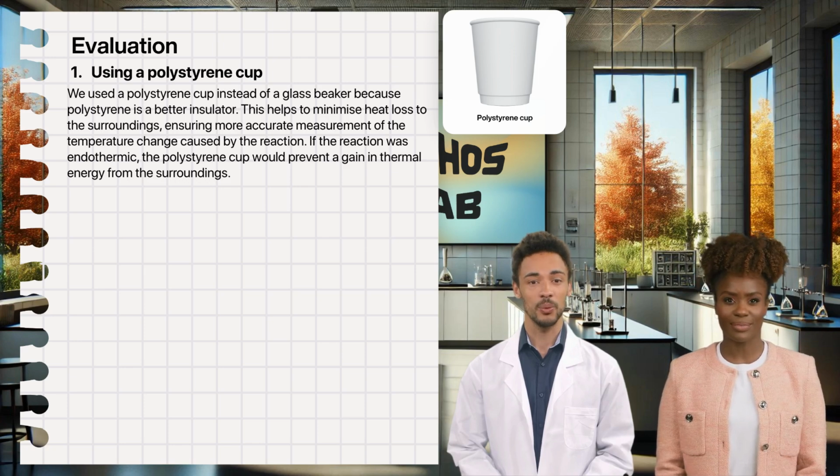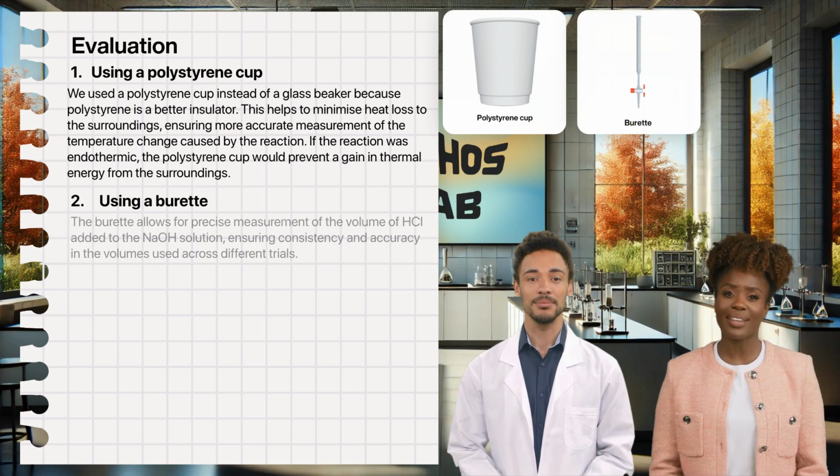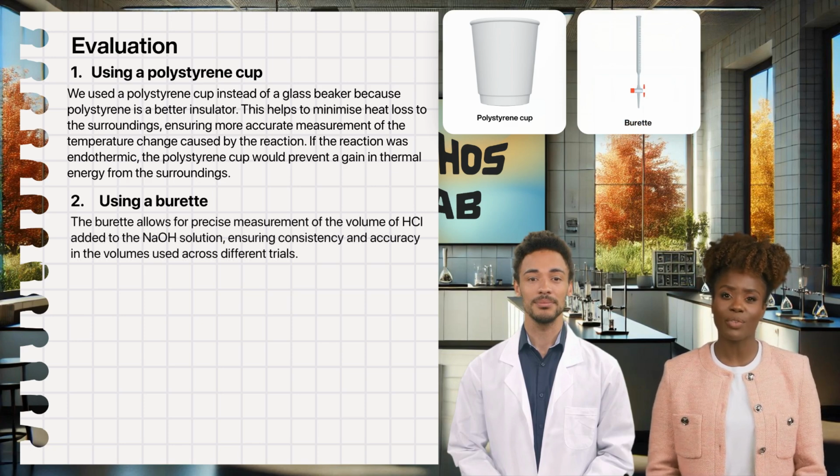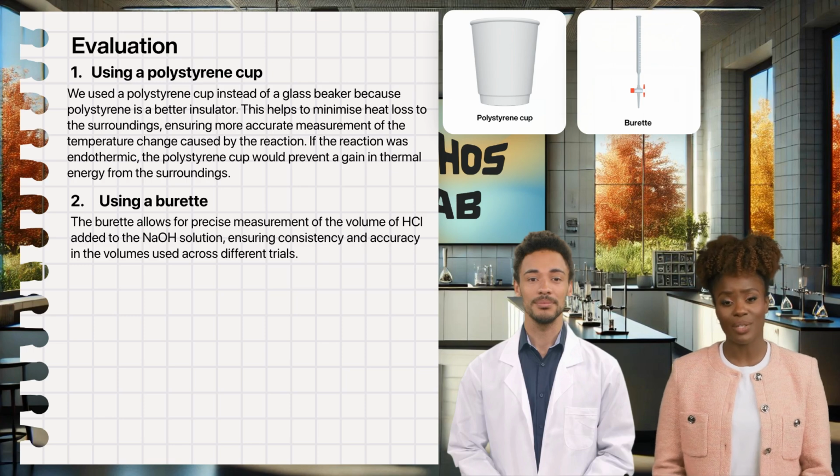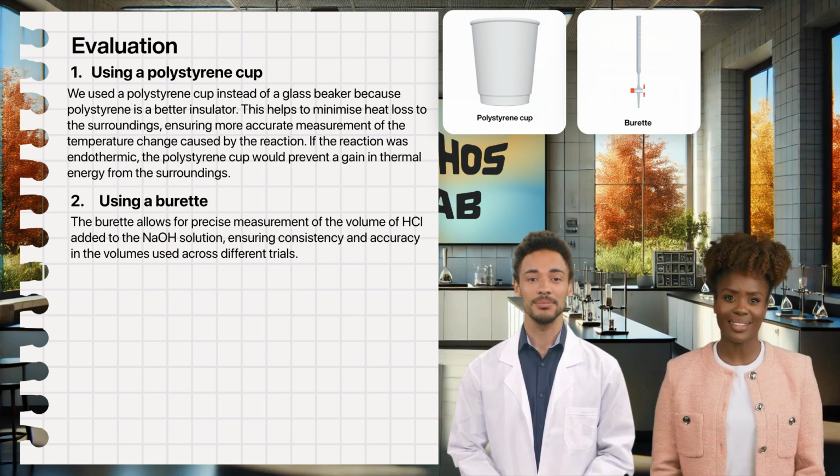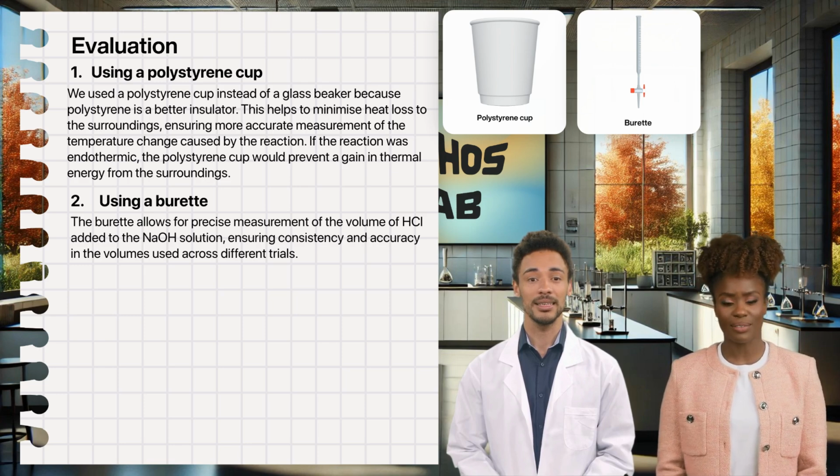Great point. Why did we use a burette? The burette allows for precise measurement of the volume of HCl added to the NaOH solution, ensuring consistency and accuracy in the volumes used across different trials. Exactly. We had very precise measurements in our experiment.